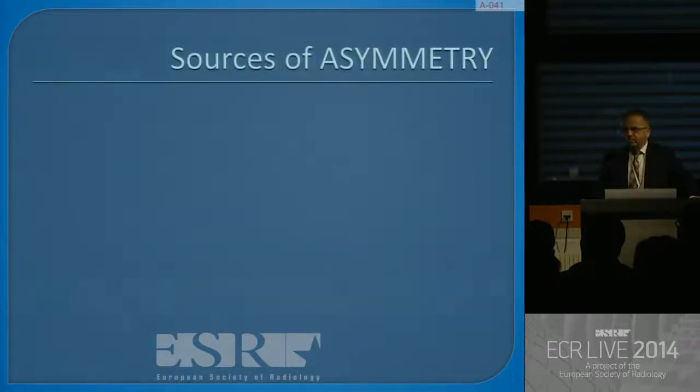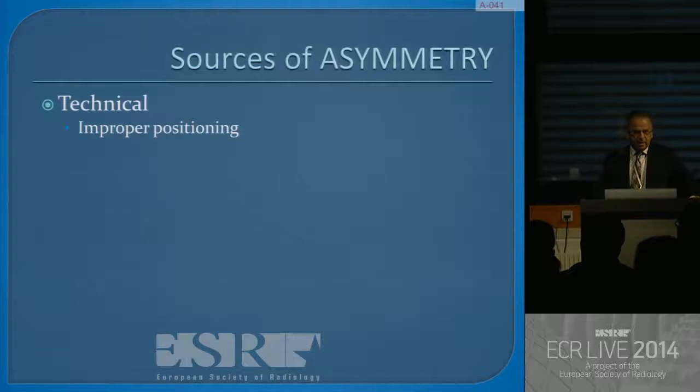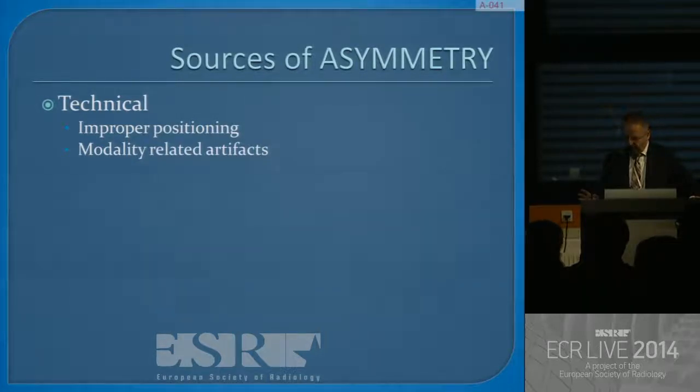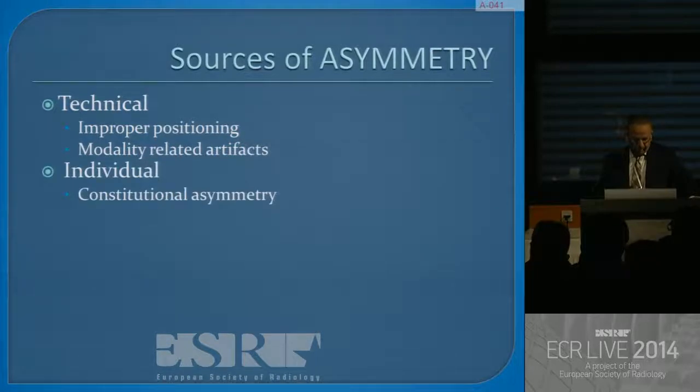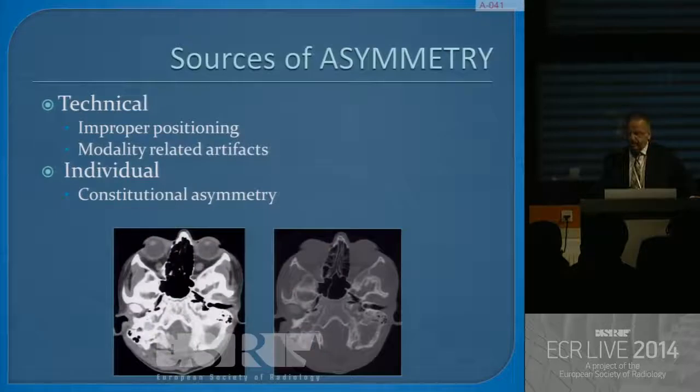What are the sources of asymmetry? They can be technical problems; improper positioning may be a source of asymmetry. Modality-related artifacts can be an issue, which we will meet a few minutes later. Also, there may be individual asymmetries, the constitutional asymmetry that cannot be solved with any attempts.